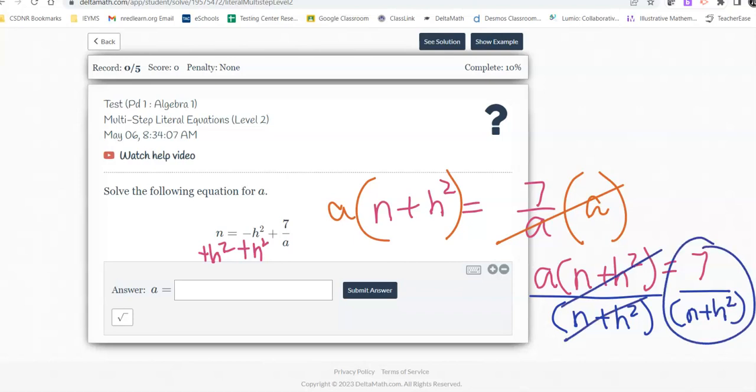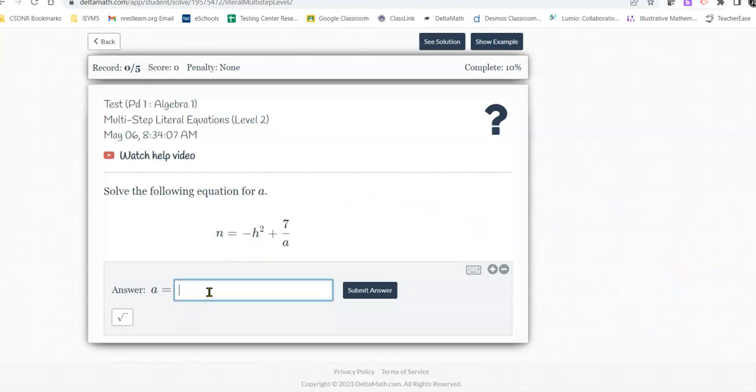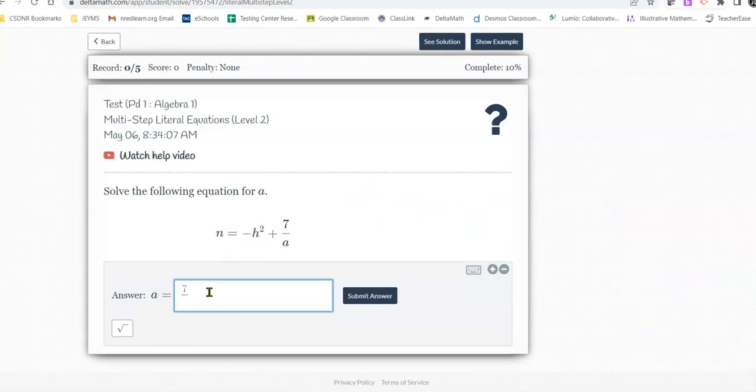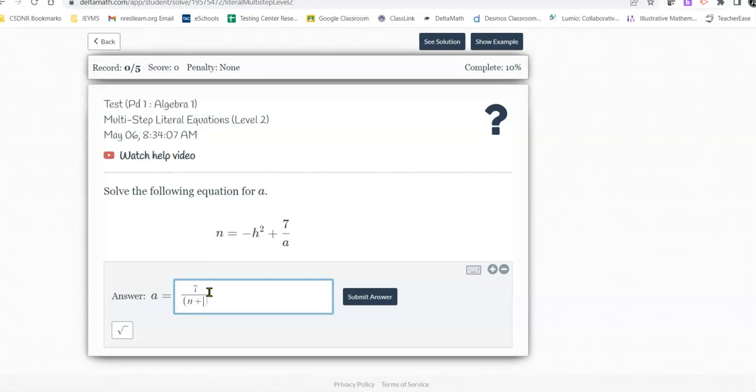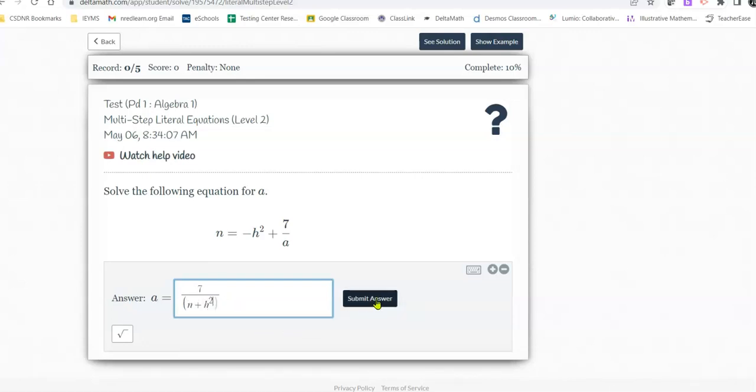And that is our final answer. 7 divided by n plus h squared. So I'm going to put that here. 7 fraction bar. You can use parentheses, you don't have to. N plus h. Shift 6 will get you to the power button.